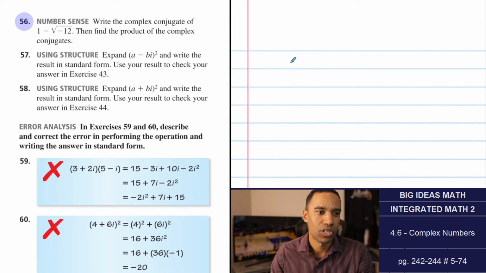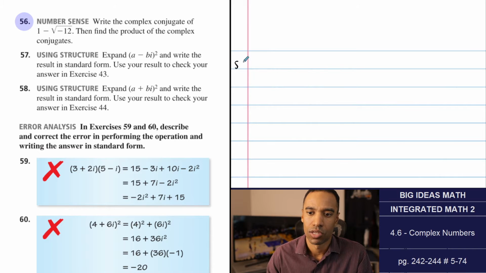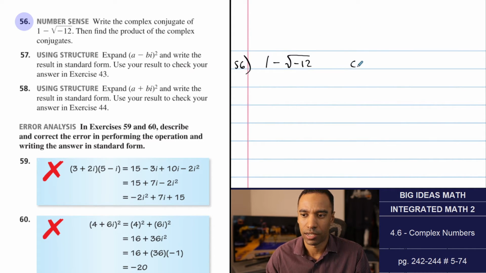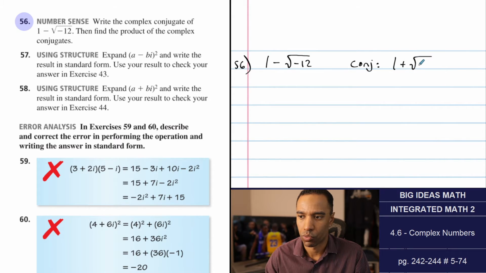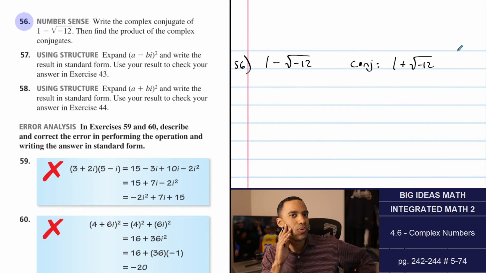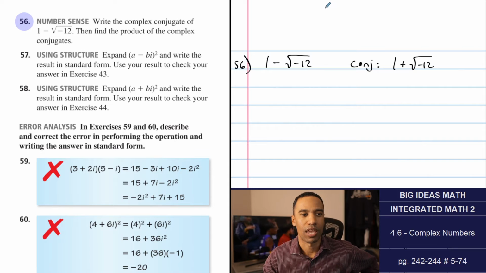Write the complex conjugate of 1 minus square root of negative 12, then find the product of the complex conjugates. So, kind of baiting you here. They have 1 minus root negative 12. The conjugate would, I guess, technically be 1 plus root negative 12. Now, I wonder if they don't want us to turn it into i this time. We can kind of do both, right? They say find the product.